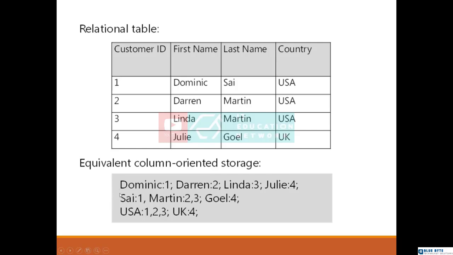And now we need to link that with some other information, like for Darren and Linda, both of them, the last name is Martin. So Martin is being assigned to number 2 and 3. Now Jewel is being assigned to number 4. USA, as we see here in the country, is being assigned to 1, 2, and 3. And UK is being assigned to number 4. So this is how you can use a column-oriented storage database.